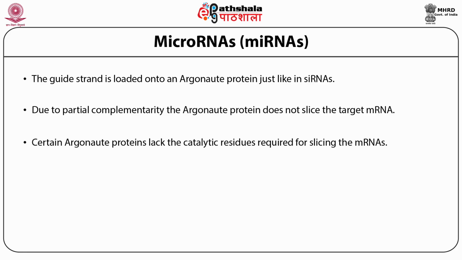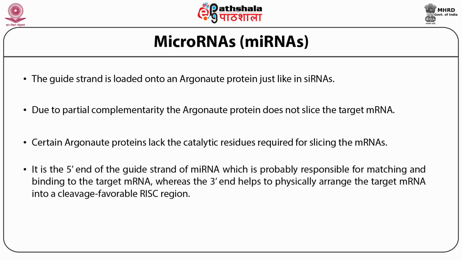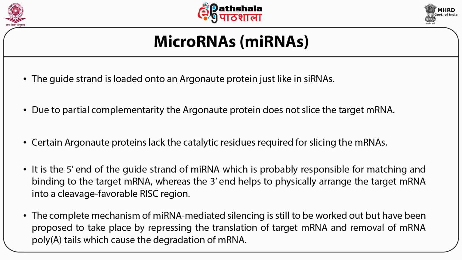If we talk about the role of the guide strand of the miRNA in mediating RNA interference, then it is its 5' end that is probably responsible for matching and binding to the target mRNA, whereas the 3' end helps to physically arrange the target mRNA into a cleavage favorable RISC region. The complete mechanism of miRNA mediated silencing is still to be worked out, but has been proposed to take place by repressing the translation of target mRNA and removal of a poly-A tail, which causes the degradation of the mRNA.